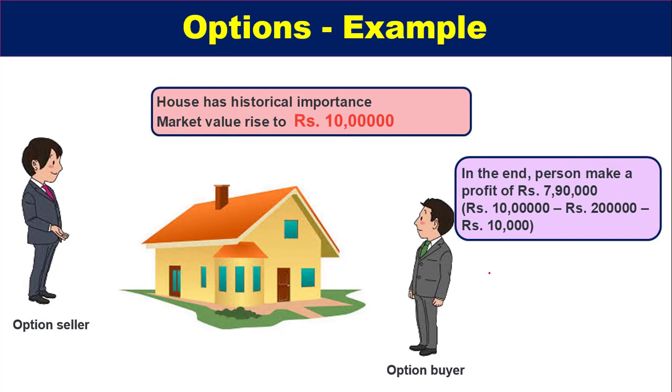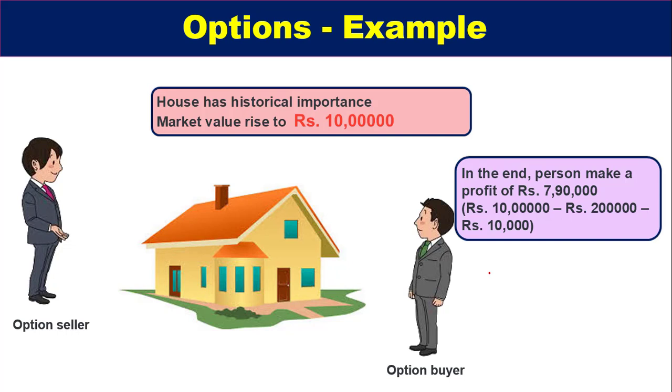Okay, so what is the benefit of the option buyer? It is a clear benefit. In the end, this person, the option buyer, will make a profit of rupees 7,90,000. How? Because the price has now risen to 10 lakh rupees, and the strike price, which is the price negotiated between these two, was 2 lakh, which is to be paid to the option seller by the option buyer, and rupees 10,000 is the premium which the option buyer has to pay to the option seller.